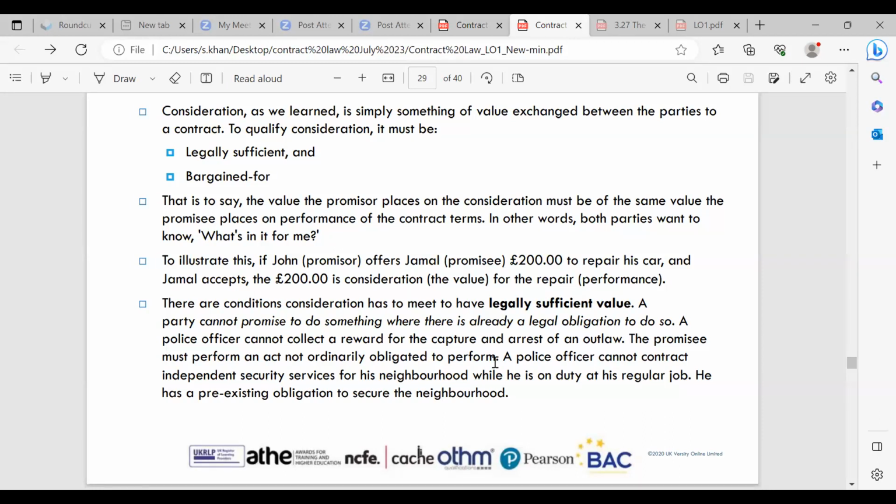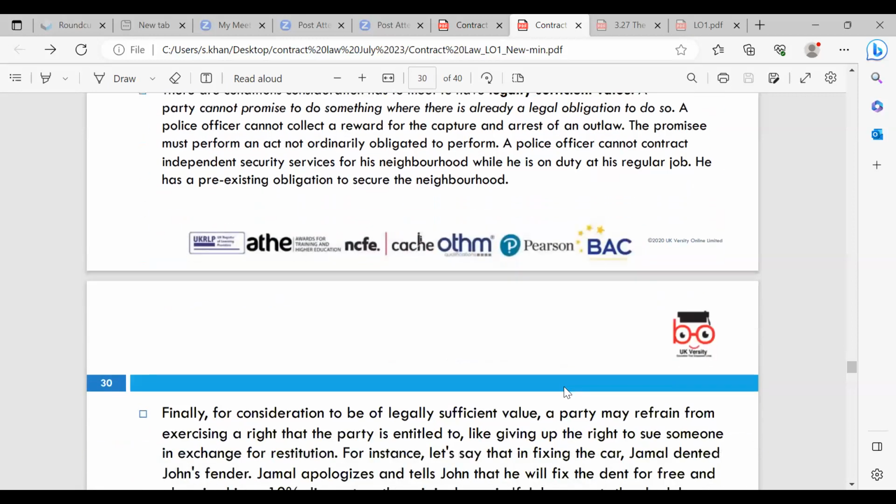A party cannot promise to do something where there's already a legal obligation to do it. A police officer cannot collect a reward for the capture and arrest of an outlaw. The promisee must perform an act not ordinarily obligated to perform. A police officer cannot contract independent security services for his neighbourhood while he's on duty at his regular job. He has a pre-existing obligation to secure the neighbourhood.